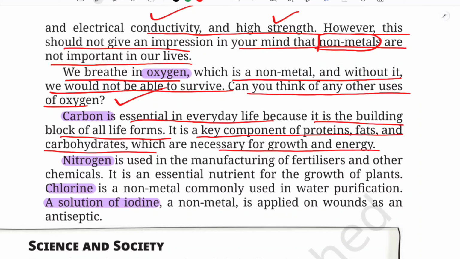You will not be able to grow properly, you'll become very lean and thin, or otherwise you will die also, isn't it? So carbon, again here it is very much essential. Why? Because it is the building block of all life forms.